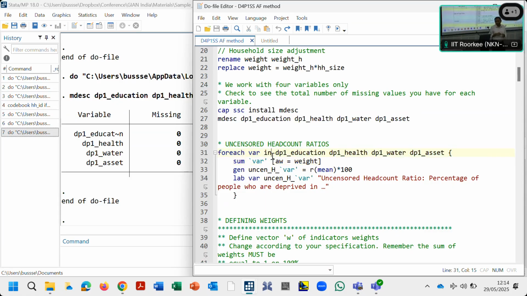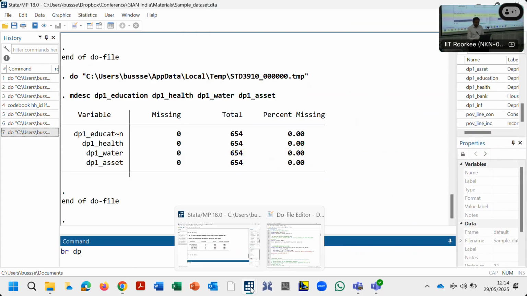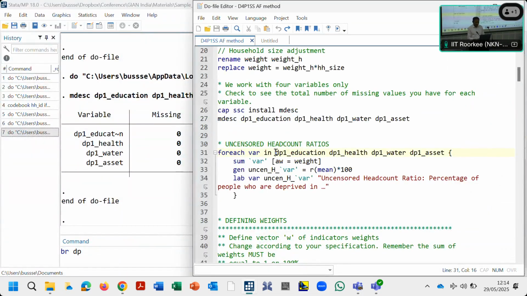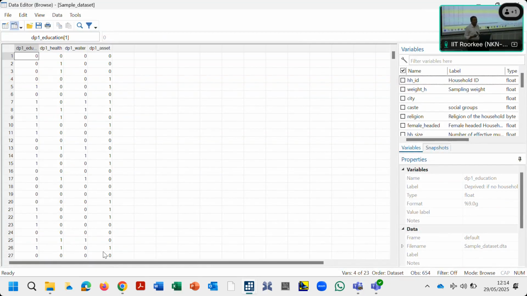So here I'm using the foreach loop, in which I'm saying for each variable, I'm writing as bad in this: DP education, DP health, DP water, and DP asset. These are the deprivation indicators, which are 0, 1. Let's have a look at how they look. If I just type browse PR DP, no, there are actually many of them. Let's not do that. All of the indicators will come. Let's just copy these 4. Copy and paste. So you see, I already have the 0, 1 indicator.